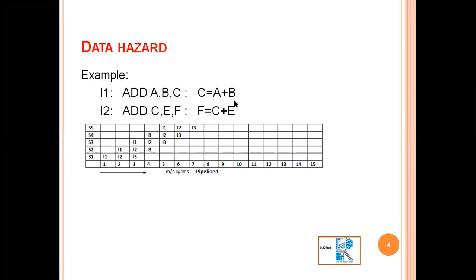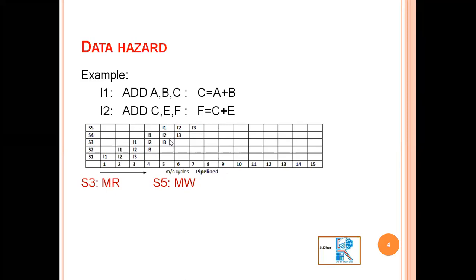That means the data stored in register A will be added with the data in register B, and it will be stored in register C. Similarly, ADD C, E, F means F is equal to C plus E. Suppose these two instructions are occurring in the pipeline. So I1, I1, I1, I1, I1, then comes I2, I2, I2, I2, I2. But see, what is the problem? The S3 stage is the memory read stage and the S5 stage is the memory write stage.